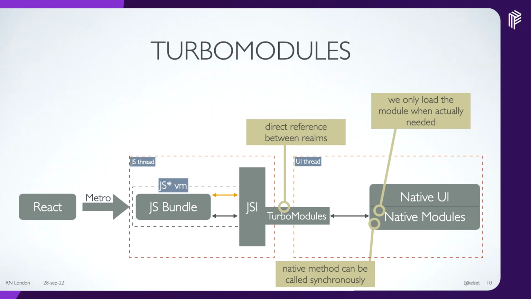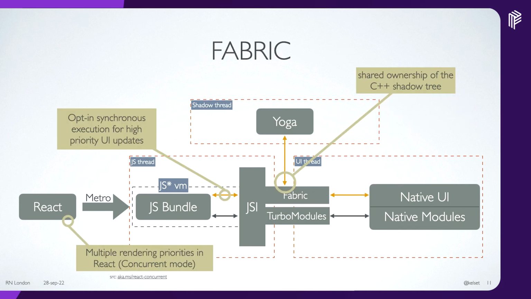Not just that, but also, we can call native methods synchronously. We enable a whole new set of communication styles. We don't need to rely on a JSON message that will go into a bundle that who knows when it will land on the other side. Similarly, for the UI side, we have what is called Fabric. It's the new renderer. And it's pretty much like a custom special magic TurboModule.